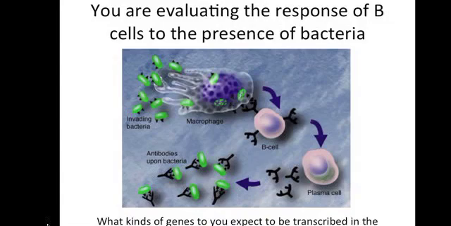Okay, good. So we all understand the big picture? Okay, so here's my example, right? You're evaluating the response of B cells to the presence of bacteria, right? So what kind of genes do you think would be transcribed in the presence of bacteria? Someone raise your hand. Yes. Antimicrobial peptides. Why not? What else?